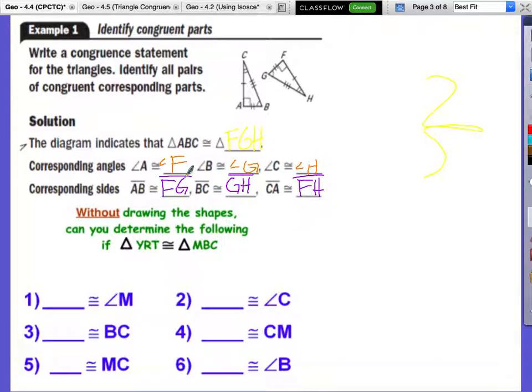Okay. So without drawing the shapes now, if you don't have any triangles, try doing those 1 through 6 at the bottom there. They're on the right side of what we just did. So please do those.